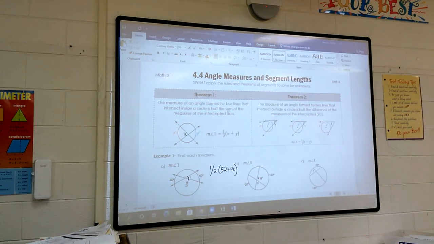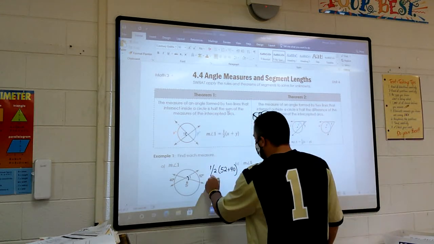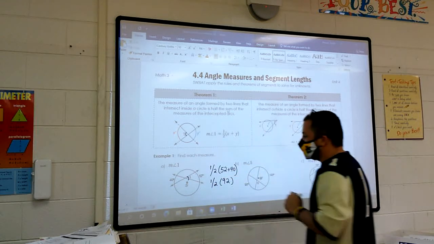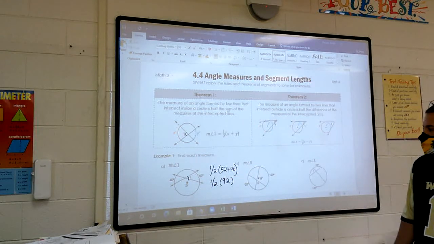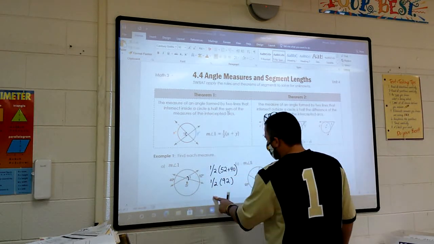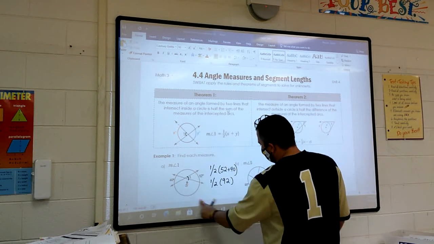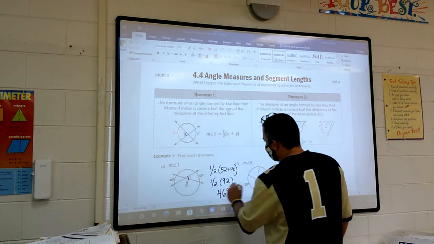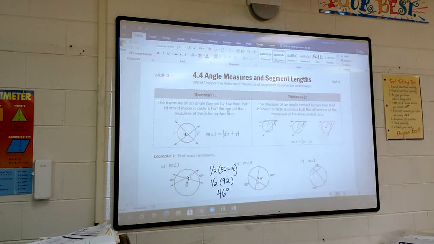Well, 52 plus 40 is 92. So I want half of 92, which is going to be what? We got our calculators for today. 46 degrees. So the measure of angle 1 is 46 degrees. Again, it's half of those two arcs added together.